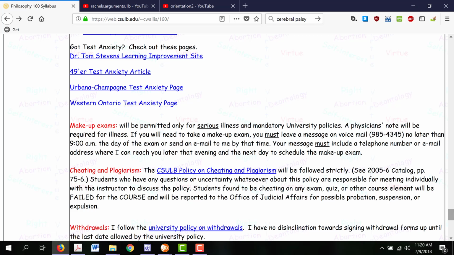So if you're not clear what counts as cheating or what counts as plagiarism under our policy, or you're not sure what counts as cheating or plagiarism generally, you just want to know what the policy is, you can click on that link, you can go to the page, you can read the policy, and you're responsible for making sure that you understand the policy and that you adhere to the policy as a student. As an instructor, I'm responsible for enforcing the policy.